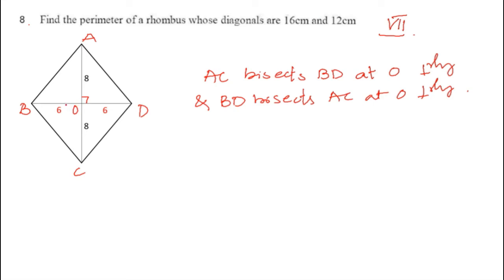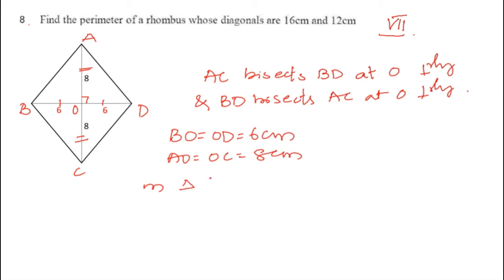So when the diagonals bisect each other, BO and OD each will become 6 centimeter. OA and OC become 8 centimeter. BO will be equal to OD will be equal to 6 centimeter. AO will be equal to OC, it will be 8 centimeter. In triangle AOD, angle O is 90 degree. So we can use Pythagoras theorem.